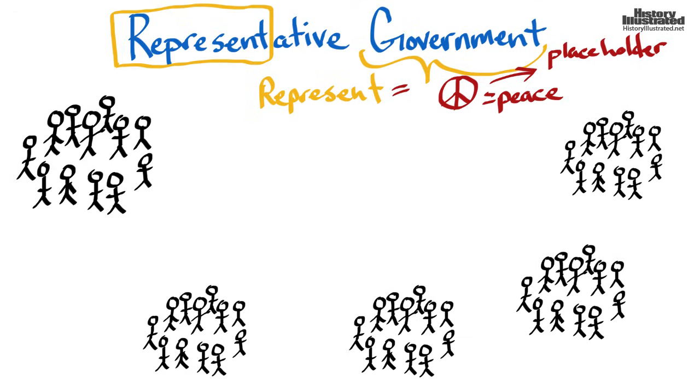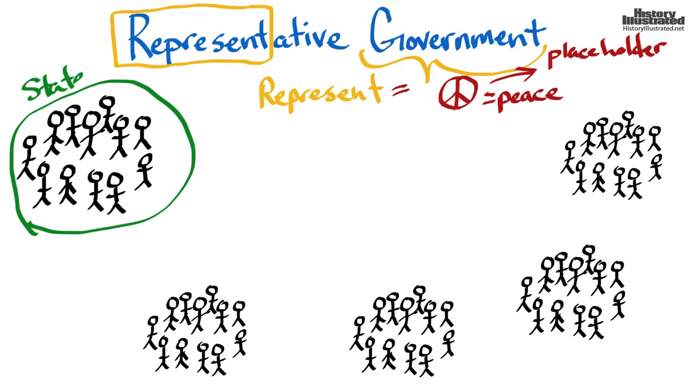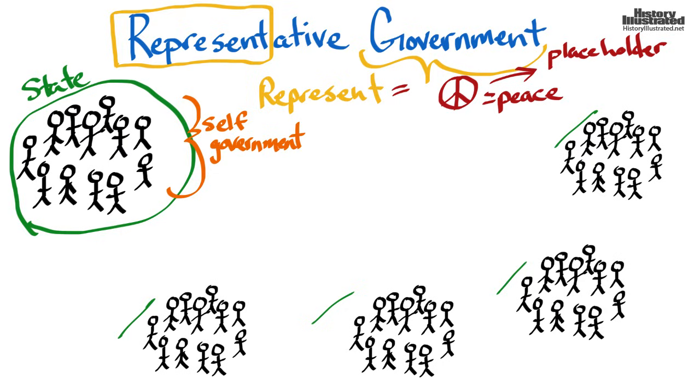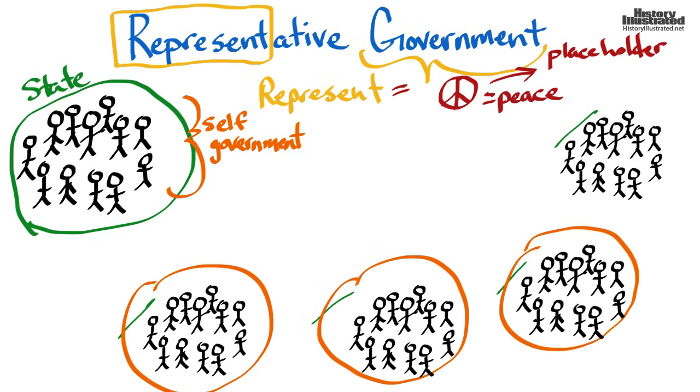So let's take a look at this particular group of people here. Let's just say, for example, that this is a state somewhere inside the United States. It doesn't matter which one. And let's just say, for the sake of argument, that all of these are different states. Now, like I said in the last video, we talked about self-government. What that essentially means is that these people in this state would practice self-government, which means they run themselves. They make their own rules. They govern themselves. And this would be true for all of these individual states. They would all make their own rules and govern themselves.